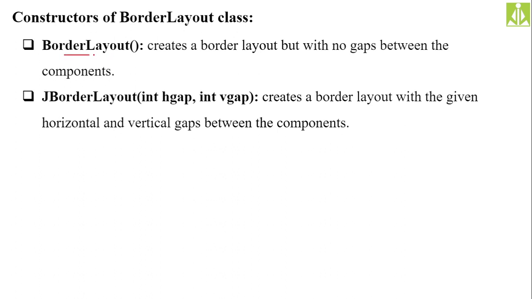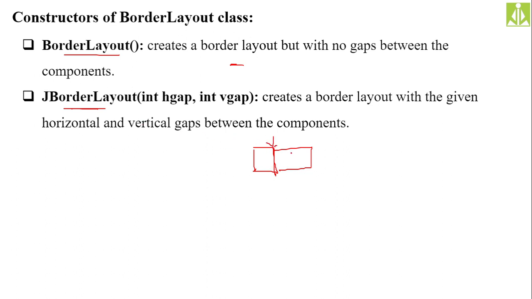See here, BorderLayout is available for AWT, and JBorderLayout is available for swing. Okay, it creates a border layout but with no gaps between the components. All the components will be attached. You have created one button, and immediately you have created one text box. They will come attached. There is no gap in between. You didn't get any gap.